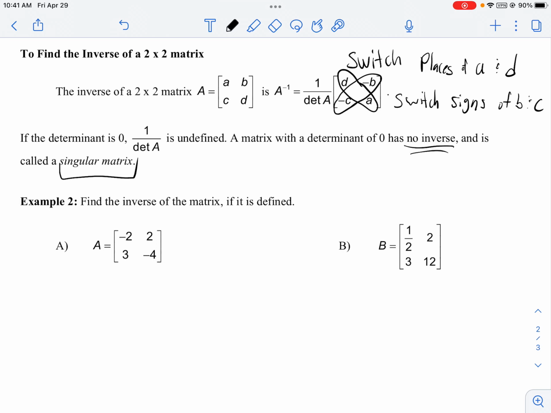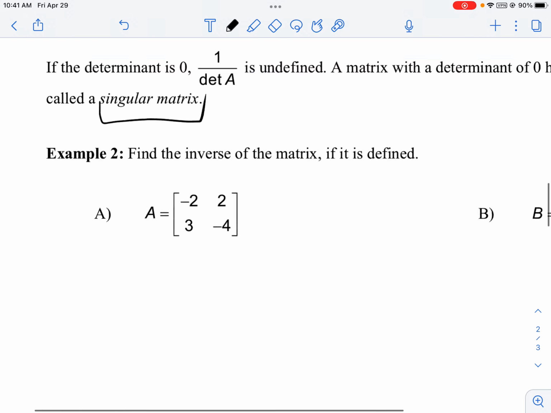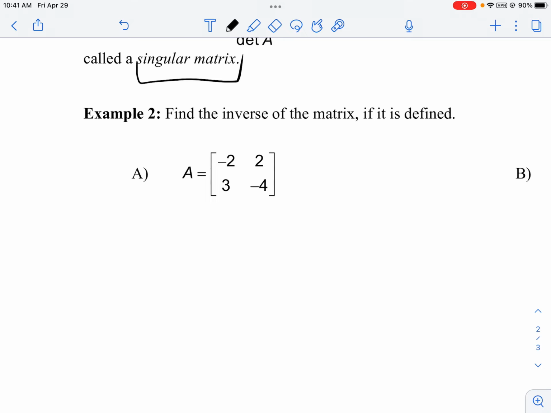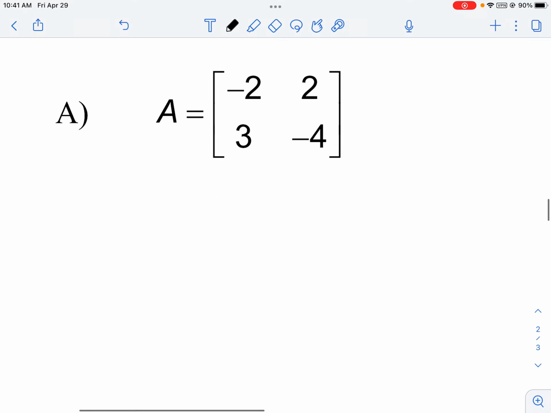So, let's roll with it, shall we? Example A. Find the inverse of the matrix if it is defined. So first off, we need to find the determinant. That's the first thing we need to do. So let's do the fishy.